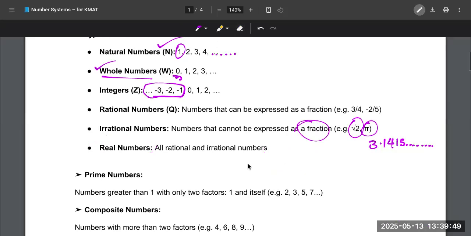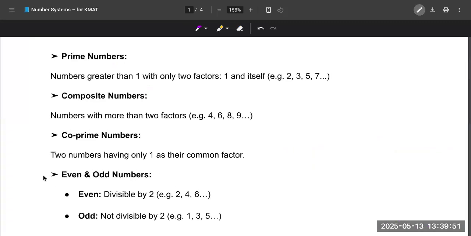What are prime numbers? Numbers which are greater than 1 and have only two factors: 1 and itself. 2, 3, 5, 7, 11, 13, 17, 19. It is better to know the prime numbers less than 100. And there are composite numbers. Numbers which are not prime are composite numbers. Number 1 is neither prime nor composite.